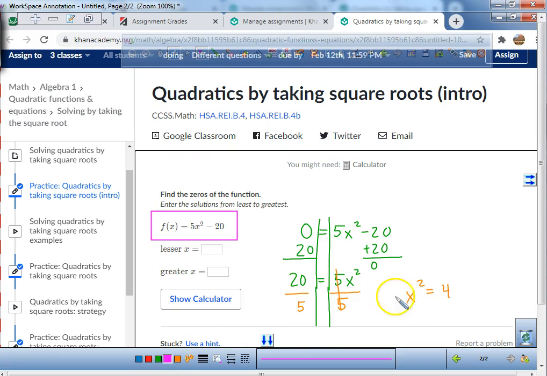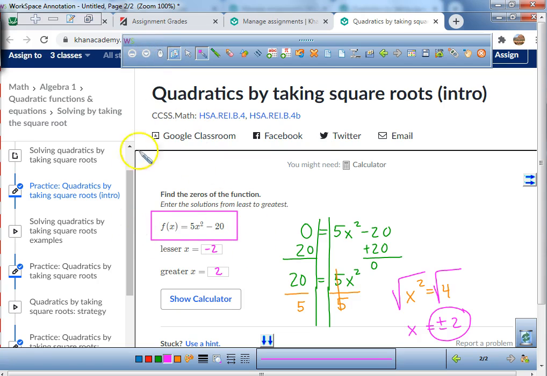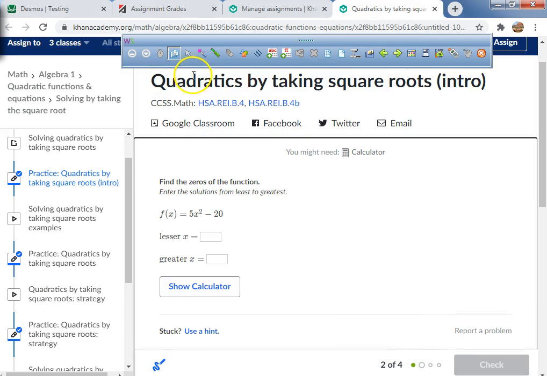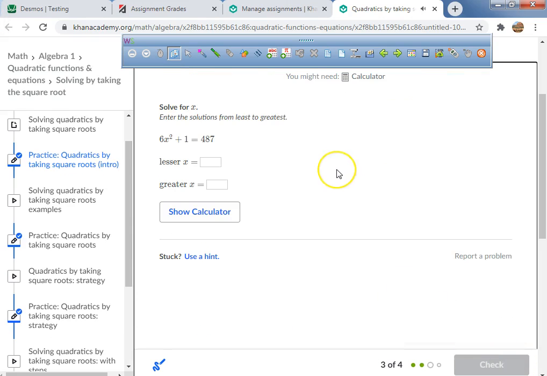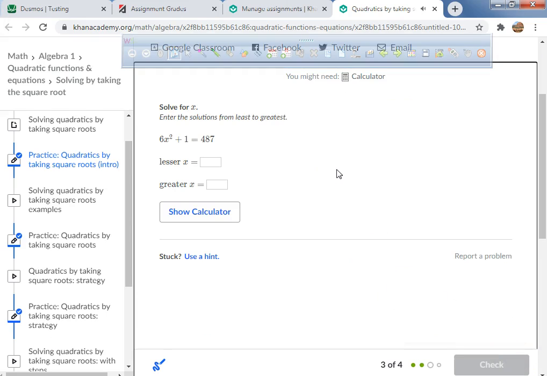So what's our final and last step with this? Take the square root, and x equals plus or minus 2. So for the lesser, we're going to put -2. For the greater, we're going to put +2. And those are going to be our answers. All right, so we're going to go ahead and type these in and go on to the next one. So the lesser was a -2, the greater was a +2. Nailed it. Okay, let's do another one.